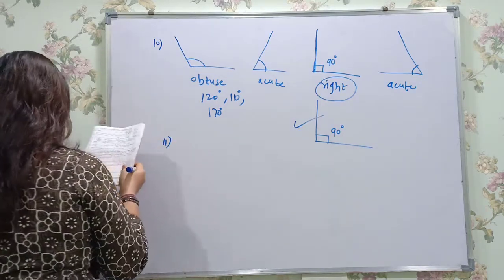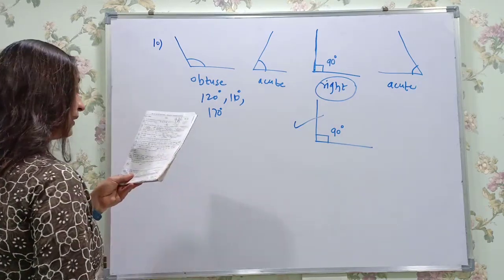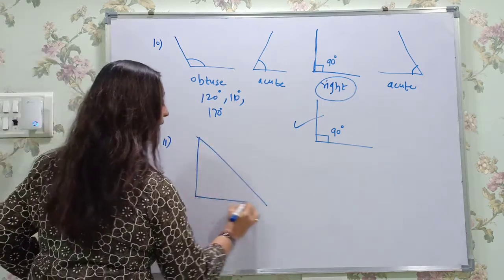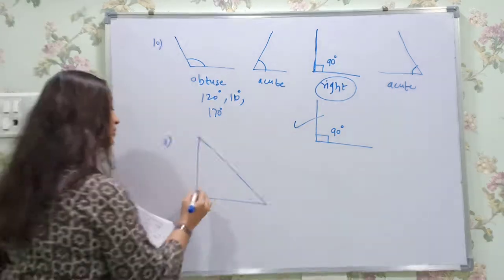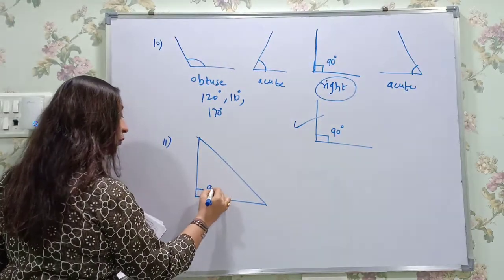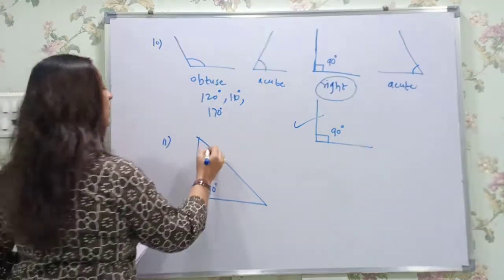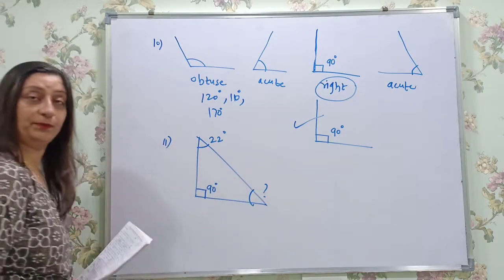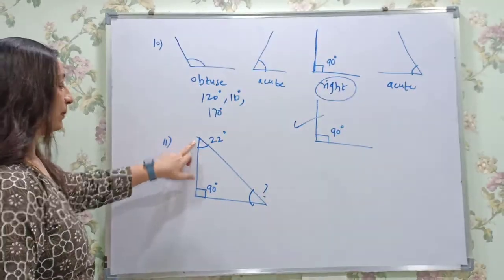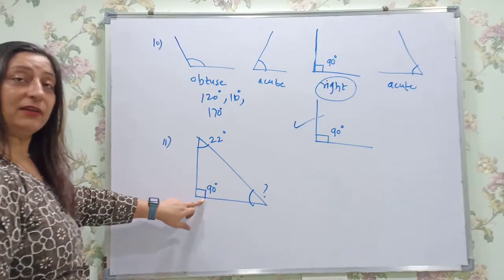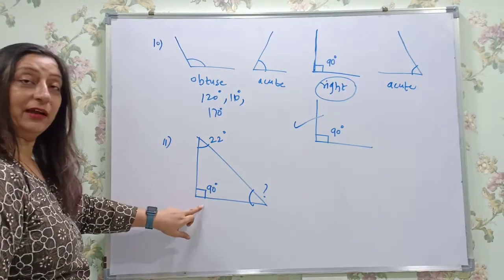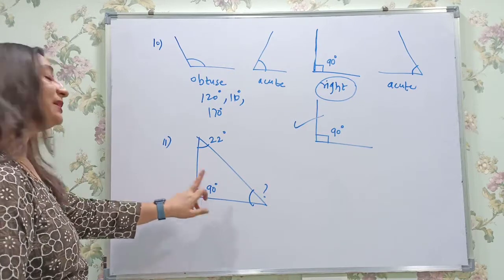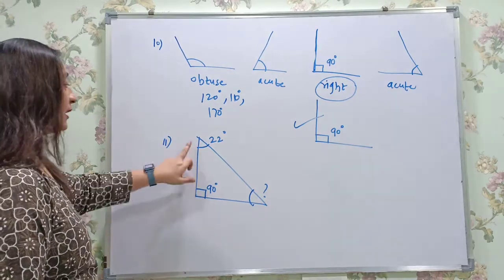Sum number 11. In a right angle triangle, one angle measures 22 degree. Now again, in a right angle triangle. This is a right angle triangle, so right angle is always 90 degree. One angle is 22 degree. We have to find the third angle. See, only this angle is given, but you know that in a right angle, one angle is always 90 degree. That's why it is called as right angle. No? Right angle means 90 degree. So this is 90 degree, this is 22 degree.